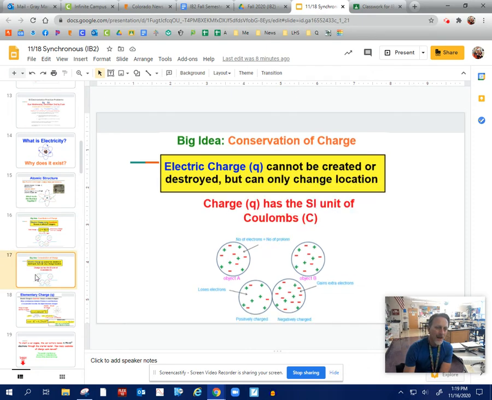Another big idea we look at when it comes to statics is conservation of charge. It just says charge cannot be created nor destroyed, but it can only move from one place to another. And so when you have a closed system and charge is moving around in that closed system, you will never have a change in the total charge of that system as long as it stays closed.